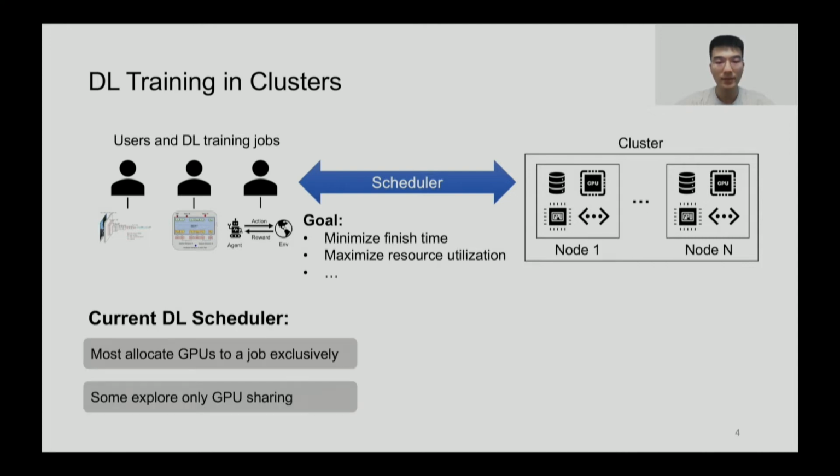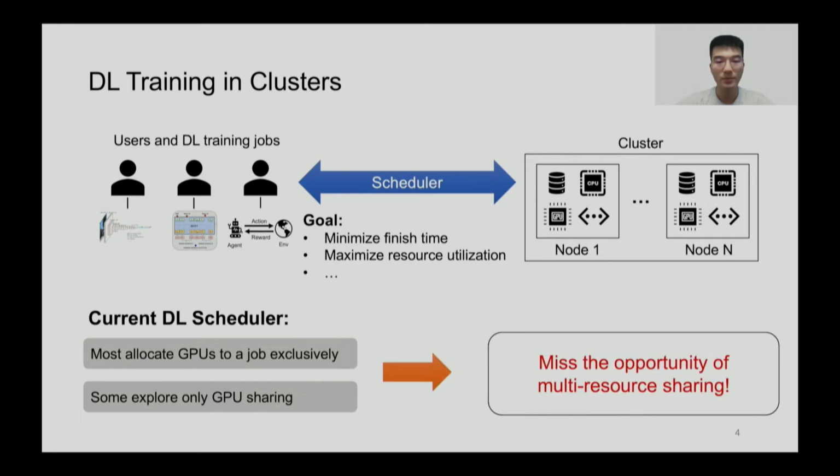Existing efforts have made significant progress in deep learning scheduling. However, they assume that GPUs are the bottleneck in deep learning training. Most deep learning schedulers allocate GPUs to a job exclusively. Some explore resource sharing, but they consider only GPU sharing. As deep learning training is bottlenecked on different resource types, these schedulers miss the opportunity of multi-resource sharing.